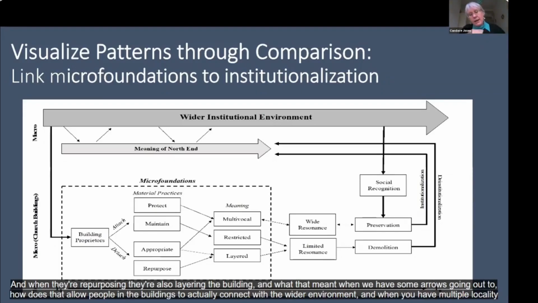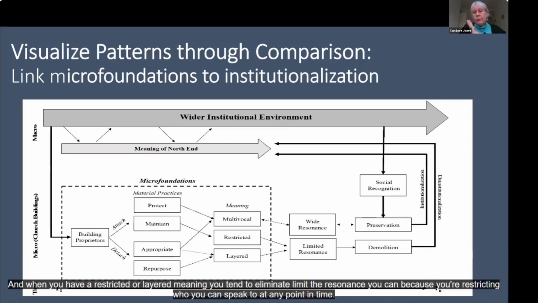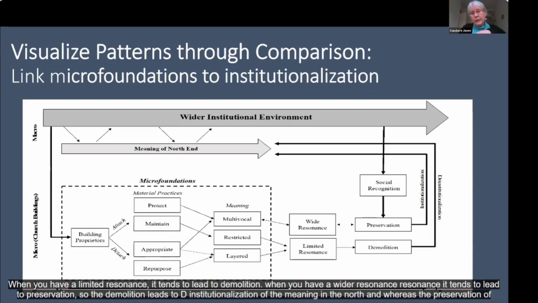And what that meant, when we have some arrows going out, is how does that allow the people in the buildings to actually connect with the wider environment? And when you have multivocality, you can have resonance because you're speaking to people beside your own four walls and your own experience. And when you have a restricted or layered meaning, you tend to limit the resonance you can have because you're restricting who you can speak to at any point in time. When you have a limited resonance, it tends to lead to demolition. When you have a wider resonance, it tends to lead to preservation.